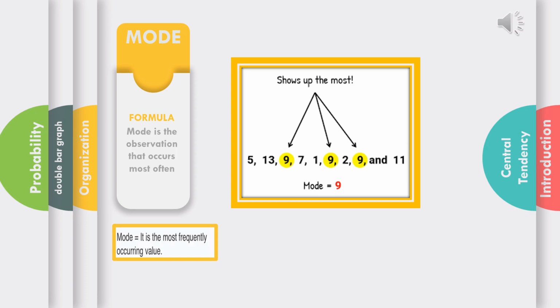As shown in the example, 9 shows up the most. So the mode of the data is 9. There may be more than one mode when 2 or more items have maximum instances. Moreover, mode does not exist if no item has more than one instance.